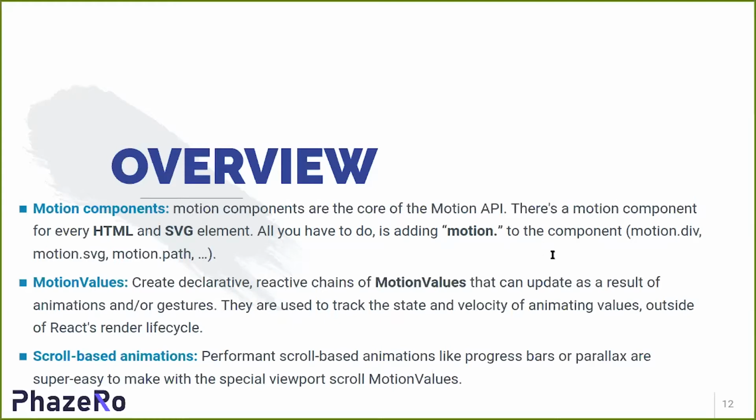Motion values, on the other hand, are responsible for tracking the state and velocity of animating values outside of the React render life cycle. They are the secret behind the smooth animation and the powerful hooks the API provides, like useSpring, useTransform, and useViewportScroll, which we'll explain in the demo in a bit. The API also simplifies scroll-based animations using the useViewportScroll hook, something that we'll see in the demo, inshallah, right away.